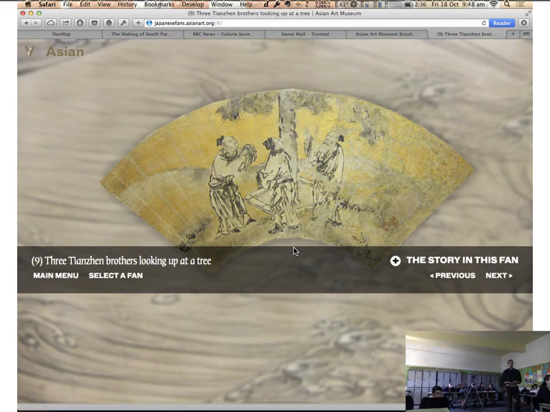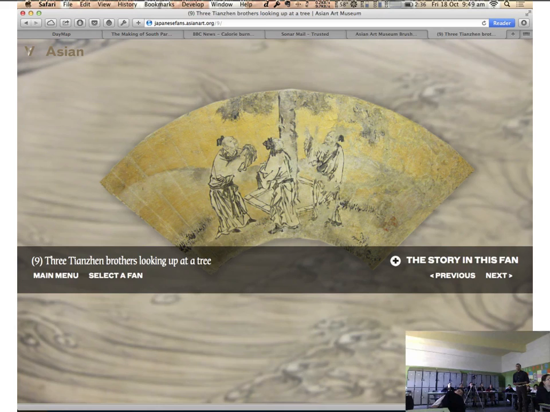So, who wants to have a guess what's going on there with these three guys on a tree? Someone interpret what they see. They're walking up with the tree. They're pulling the tree, they don't have the sacred tree. Anyone else? The bird in the tree, no one can kill it. So we've got dancing, we've got looking, we've got birds. Let's see what the story is in this fan.